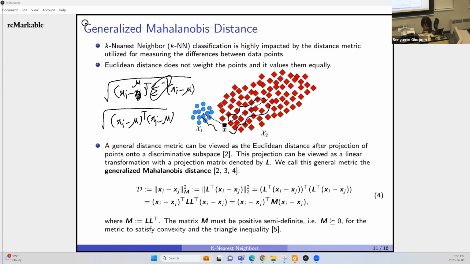Okay. This was Mahalanobis distance in the previous century. Then people said, let's generalize that, to have generalized Mahalanobis distance. Well, how?